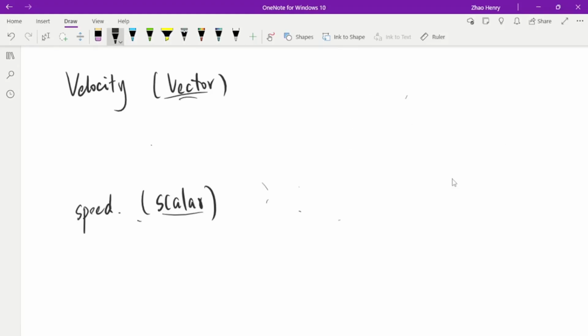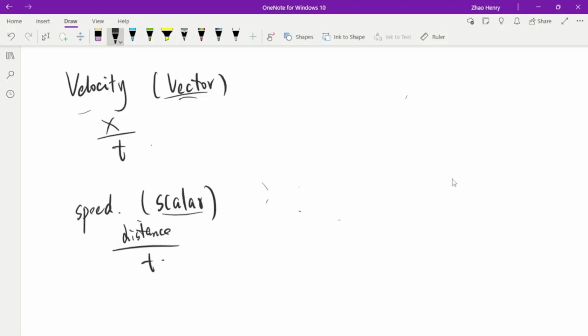Alright, now let's talk about velocity and speed. Both of them represent how fast an object travels in a period of time. However, velocity is a vector, speed is a scalar. The simple formula for velocity is displacement, I would just use x, over time. For speed, it is the distance it travels over time.